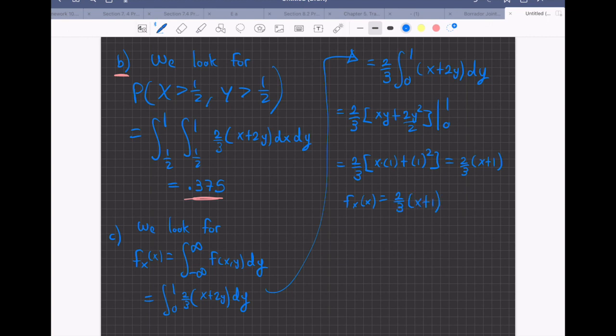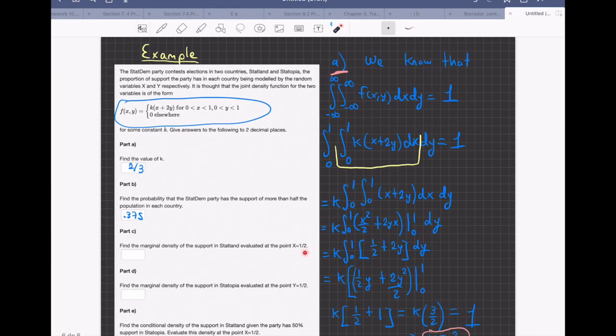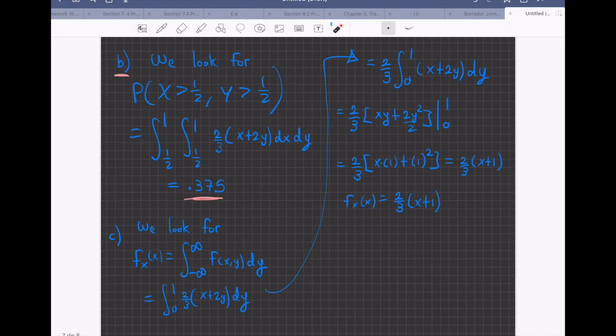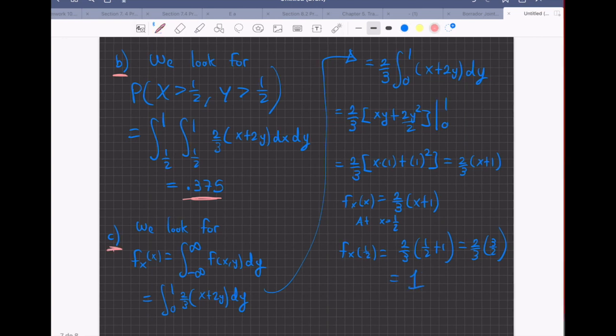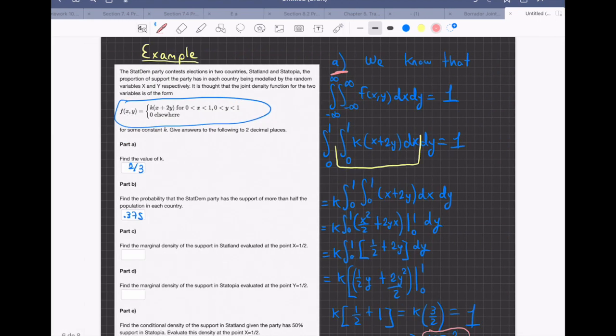Now it says here we have to evaluate it at 1/2. So at x equal to 1/2, the value of the density is 2 over 3 times 1/2 plus 1. And this is only 2 over 3 times 3 over 2. And this is only 1. So the answer for this is only 1.